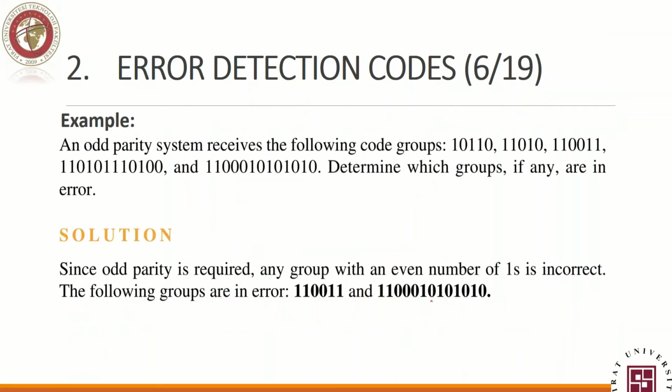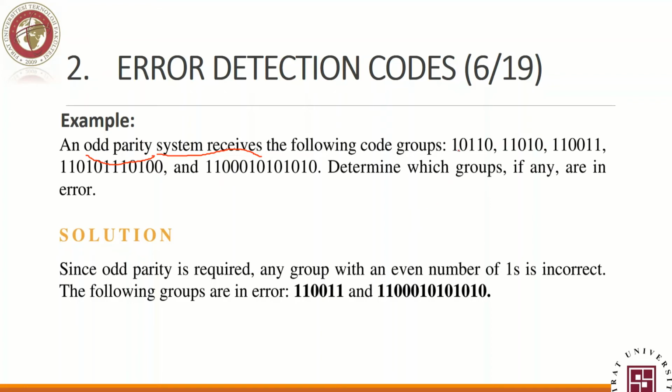All right, let's take an example if it's not clear. An odd parity system receiver receives the following code groups. So we speak about a receiver, because we speak about a system that receives. And with odd parity, we expect an odd number of ones. So the question is telling us, determine which groups, if any, are in error.